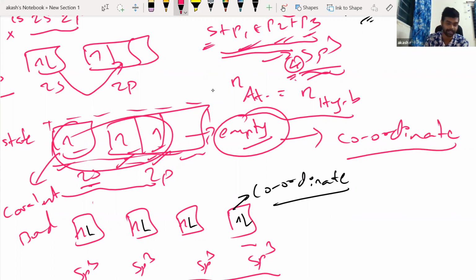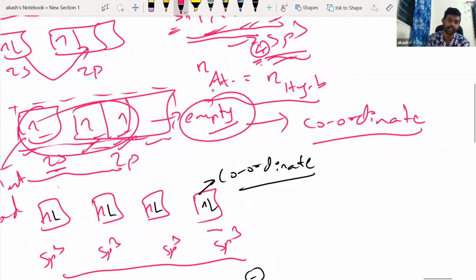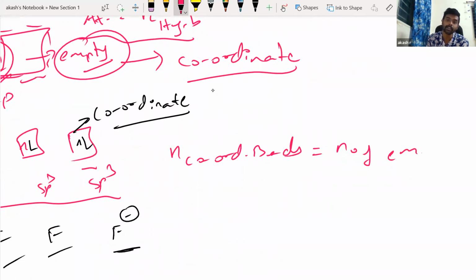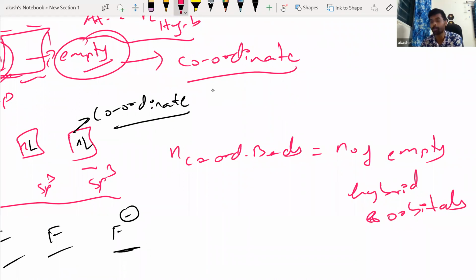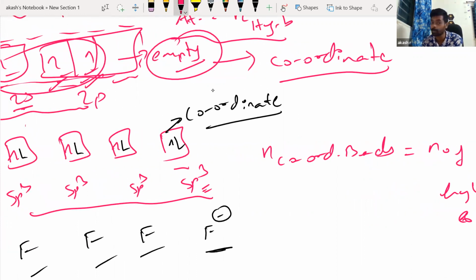Now I can tell this: the number of coordinate bonds in a molecule is equal to the number of empty hybrid orbitals. That's the whole point. How many ever empty hybrid orbitals you have, that many coordinate bonds that particular central metal can have. In this case, boron had 1 sp3 hybrid orbital empty, so it was able to form 1 coordinate bond, both the electrons coming from fluorine, like this.